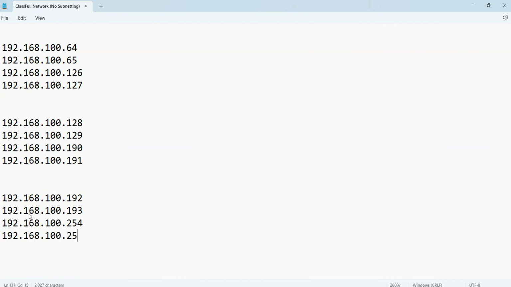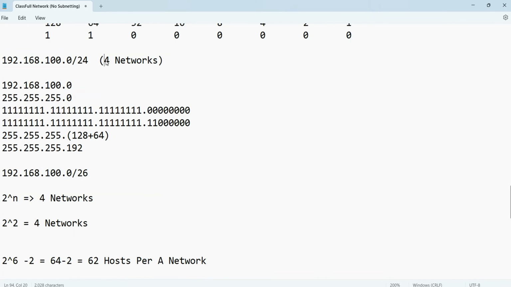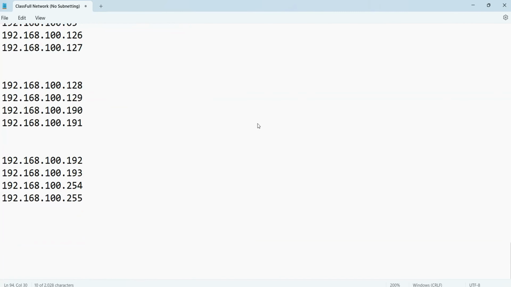So every network, look how many hosts they get. 62 hosts per network. If you count, you get 62 for each one of them, from 129 to 190, from 193 to 254. But how many networks do I get? As you see, four different subnets, four different departments. One for phones, one for laptops and desktops and servers, one for printers, and another one for cameras, and so on. Or it could be per department.